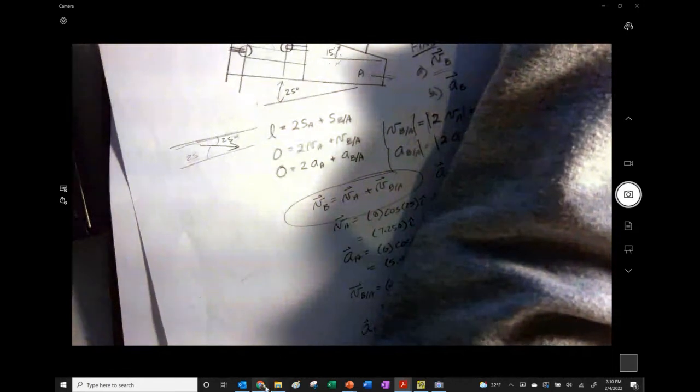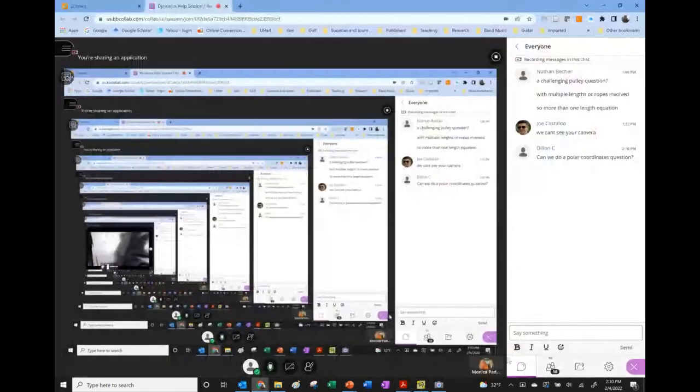So there you go. All right, so where are we going with this? We did a lot of pulley stuff, so we might branch out to other topics here. Can we do polar coordinates? That was just asked. Okay, yeah, Dylan.